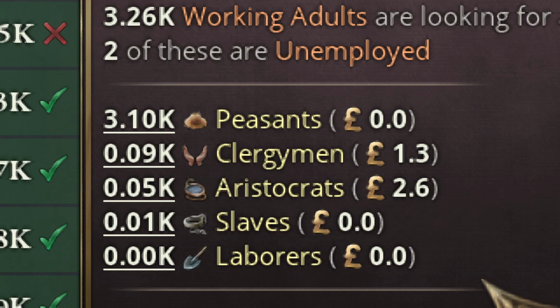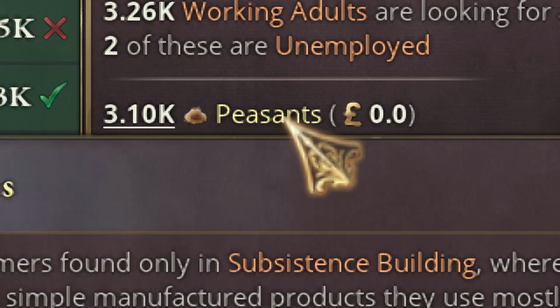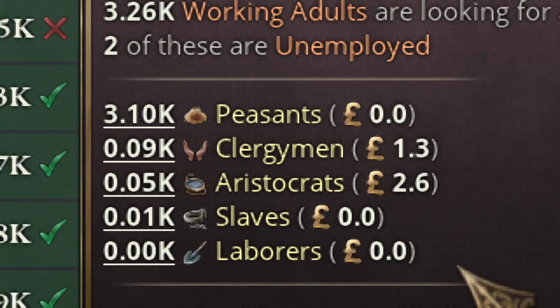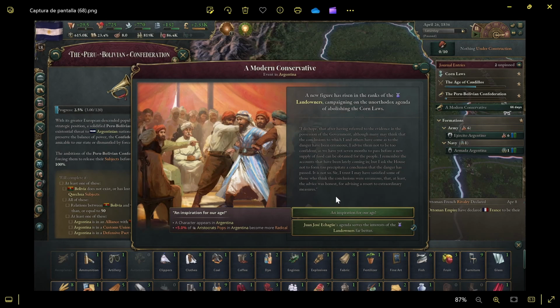And the good news is that when you remove the law, you will gain 10% more loyalist in the peasant class, this one, and 10% more loyalist in the laborer class. But the most important aspect is that it will allow you to get an agitator that will allow you to pass laissez faire very early on.